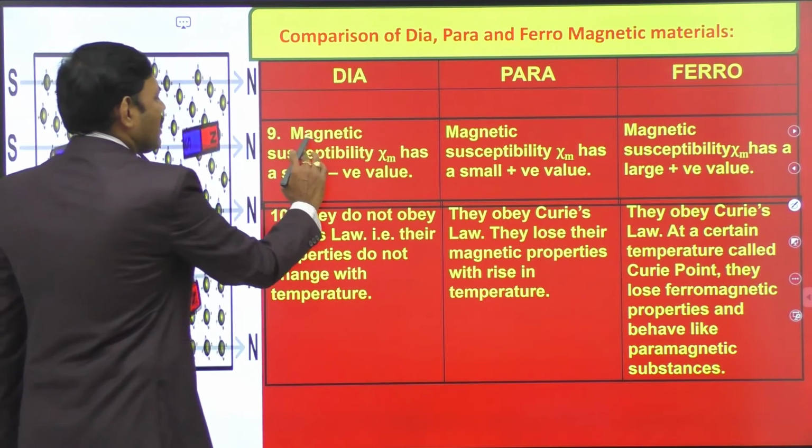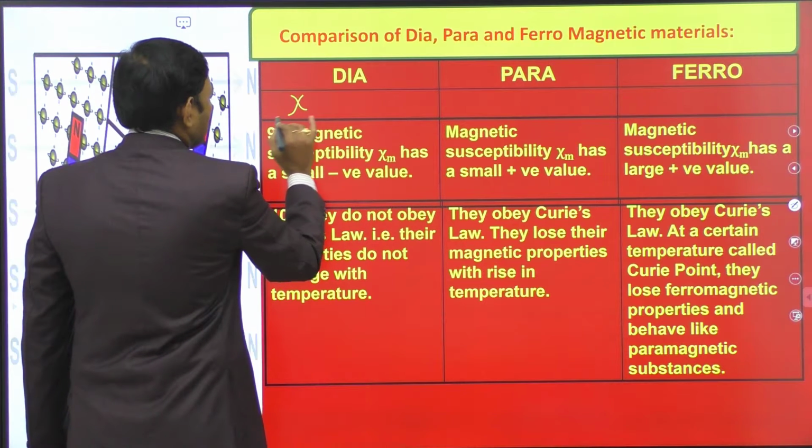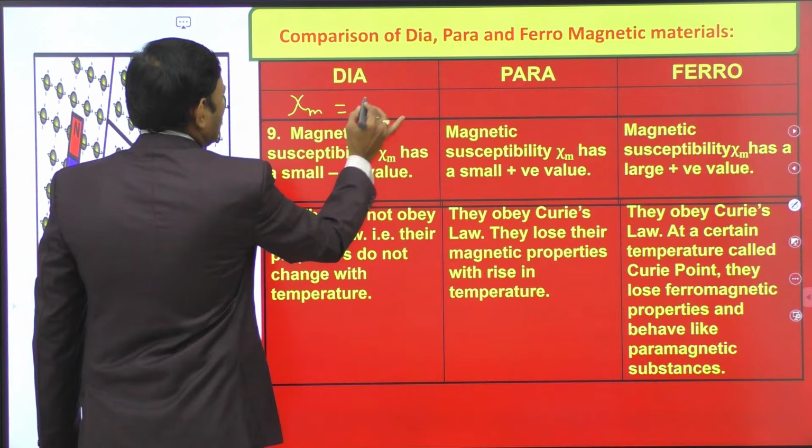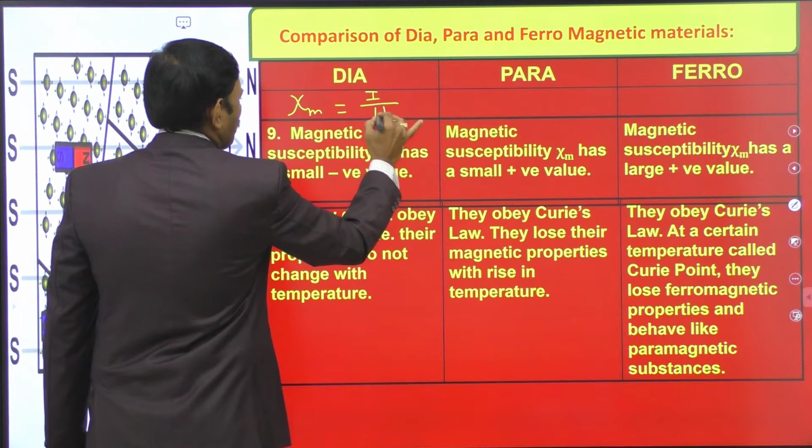So I would like to first explain magnetic susceptibility. Students, magnetic susceptibility, Zm, is the ratio of intensity of magnetization to the magnetizing field.